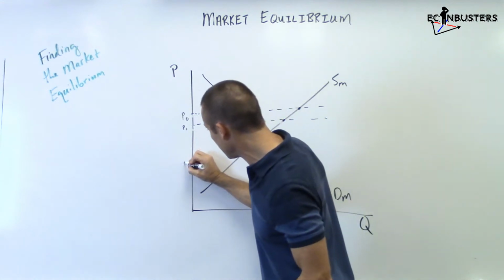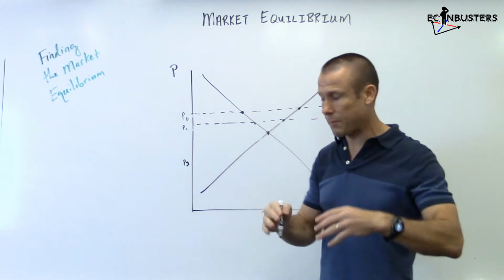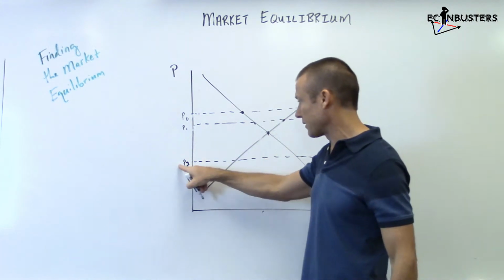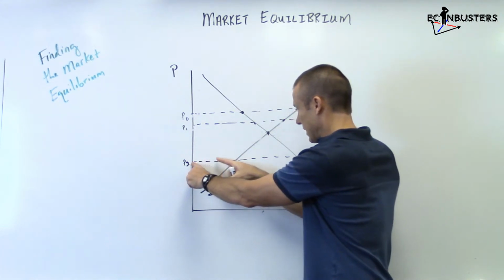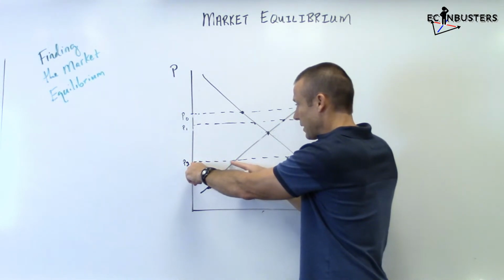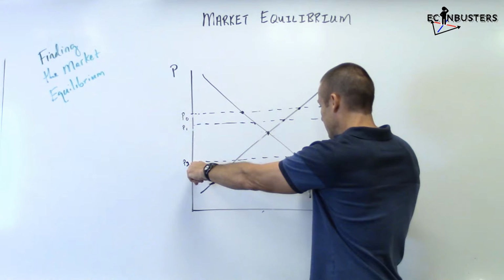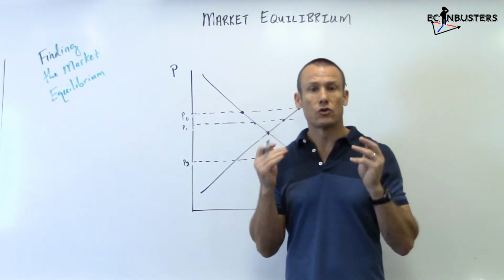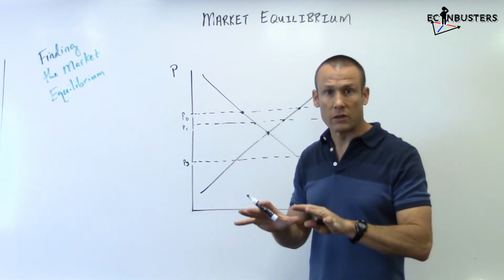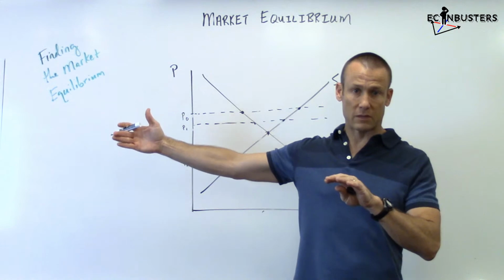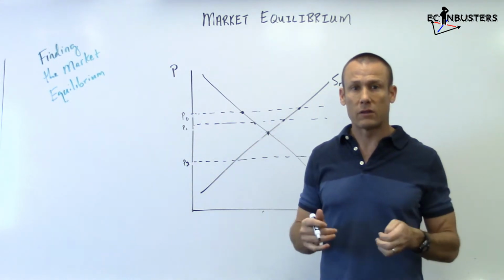So let's put a P2 down here. We drop it a lot this time. And I go across at that price right there. This horizontal distance, notice I'm hitting the supply curve now. That's the quantity supplied. This horizontal distance is the quantity demanded. What happens if the quantity demanded is more than quantity supplied? Shortage. Either I see those inventory levels dropping really fast, or maybe I even see that line starting to form outside my business. That's conceptually a good way to think about it.